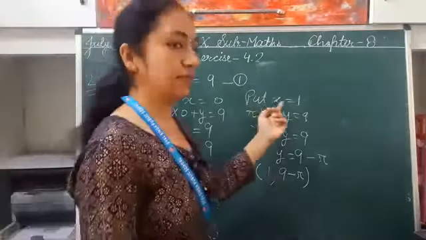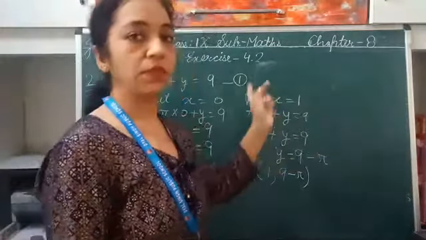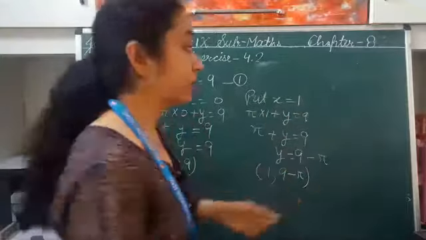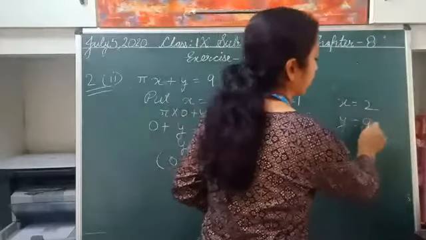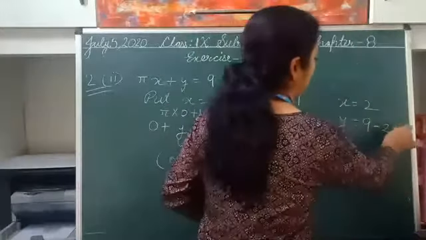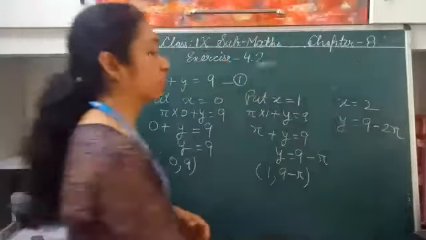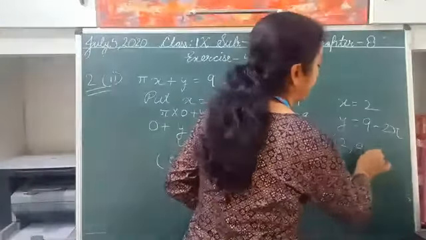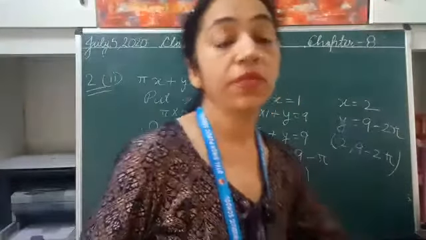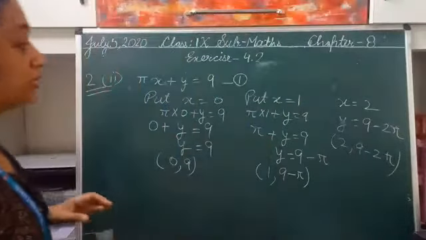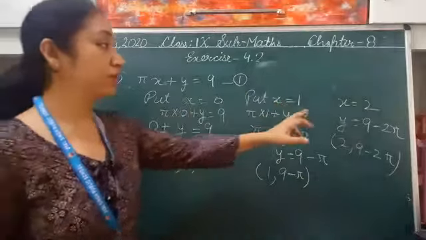You will take x is equal to 2, x is equal to 3. You will keep on getting the solutions. When you take x is equal to 2, you will get y is equal to 9 minus 2 pi, right? When you will put. So your third solution will be 2, 9 minus 2 pi. Now you may ask, ma'am, can't we take the value of y in this question? We are assuming x is equal to 0, 1, 2.